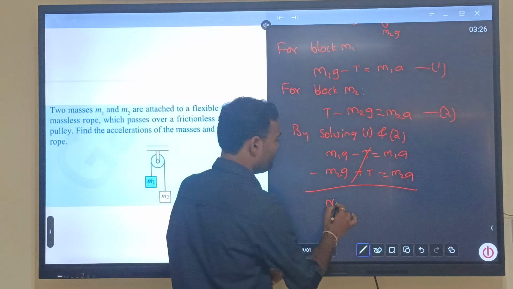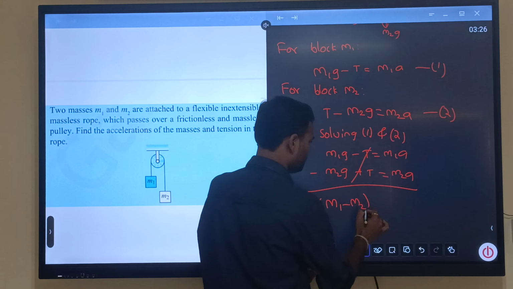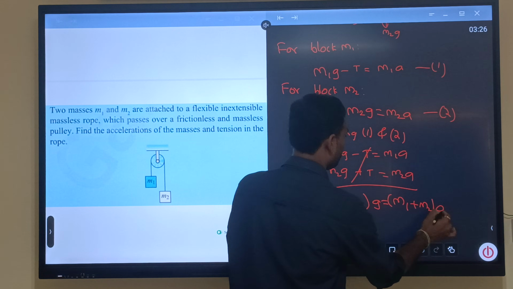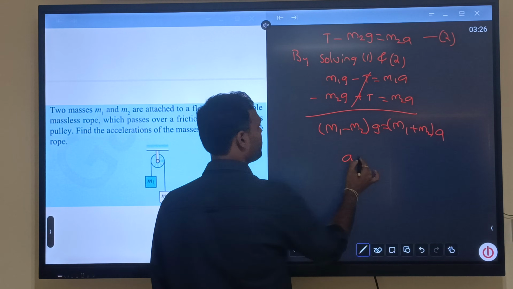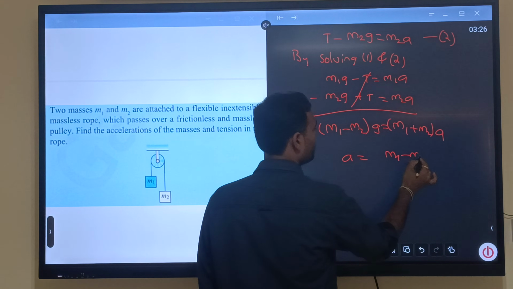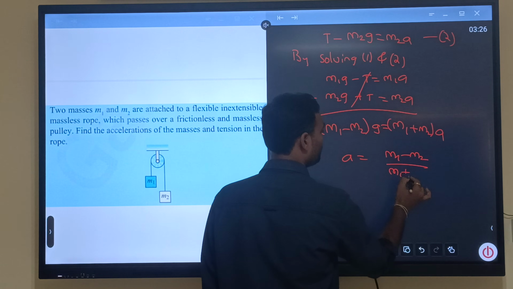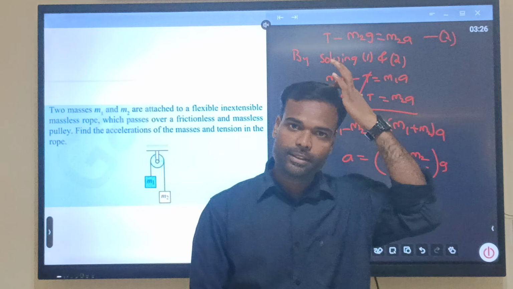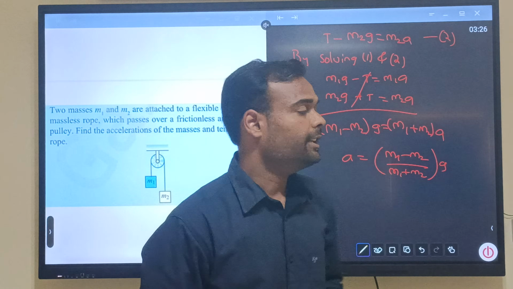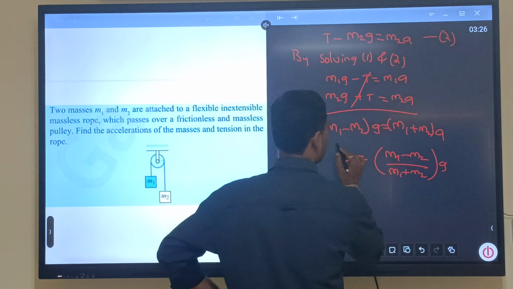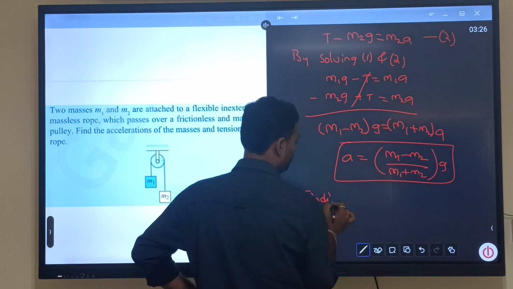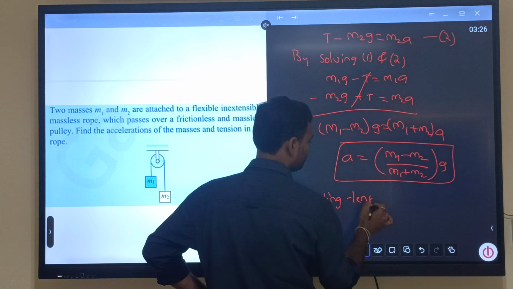This becomes (M1 minus M2)G equals (M1 plus M2)A. So the acceleration of the blocks is equal to (M1 minus M2) by (M1 plus M2) into G. This is the acceleration of the blocks. Clear? Now the second point is finding tension.